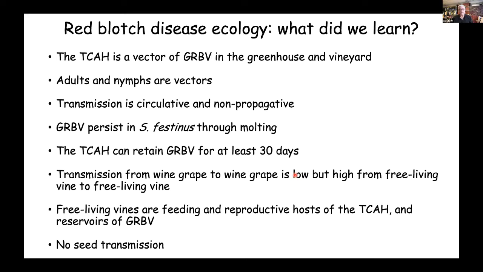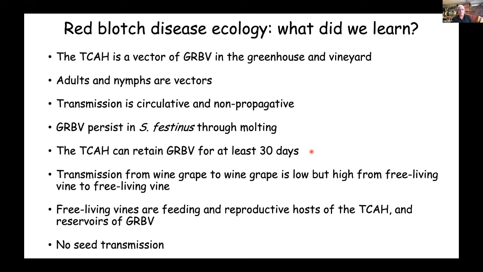The virus has to transit within the body of the insect, but does not propagate within the insect. Importantly, the virus persists in the 3-cornered alfalfa hopper through molting. So it is conceivable that the population of insects naturally occurs in different landscapes, with these insects never being exposed to a single virus-infected vine. And again, all the work is in progress.